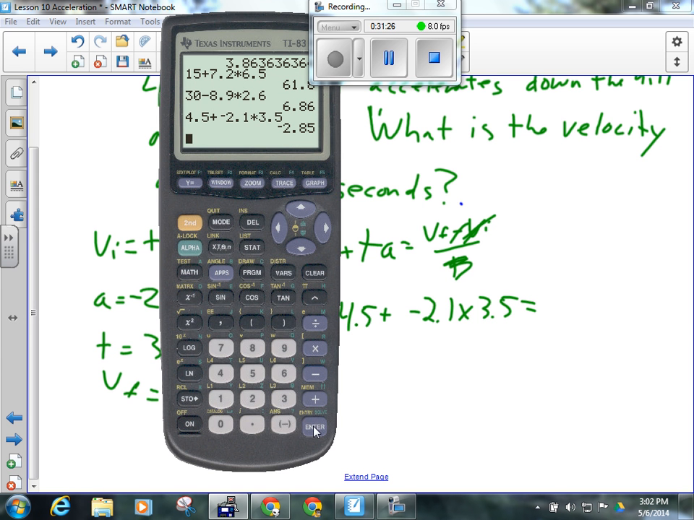Negative 2.85 meters per second. Which way is the ball going after 3.5 seconds? Down the hill, which is what happens when you roll something up a hill. It eventually comes back to you. And that's exactly what this question is illustrating.